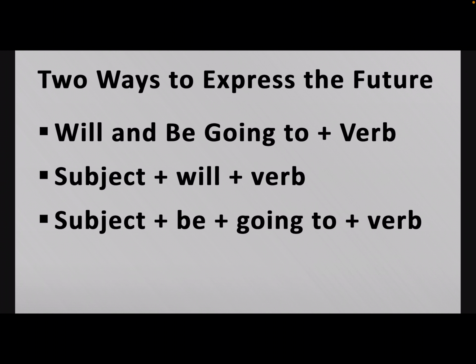Two ways to express the future. We have will and be going to plus the verb. So how do we form it? We form subject plus will plus verb, or we have subject plus be plus going to plus the verb. So these are the two ways we express the future. Subject plus will plus verb, or subject plus be going to plus verb.